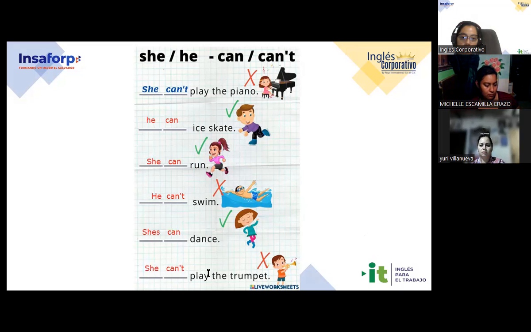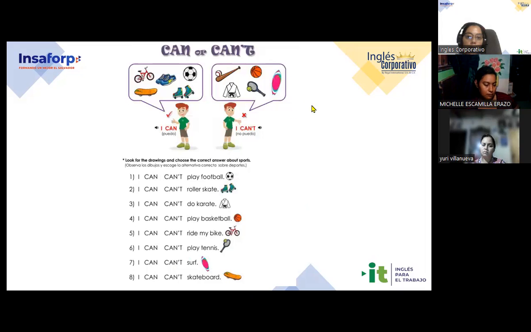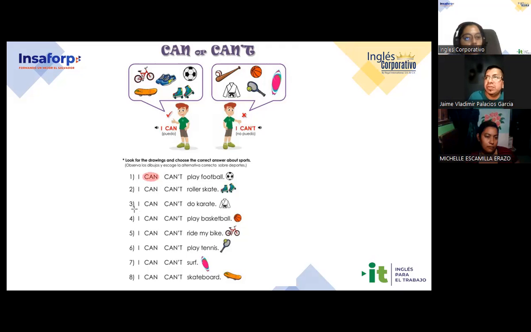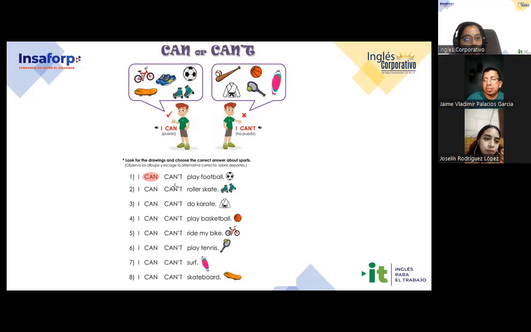Miren. Excelente. Right? Bueno. Any question or doubt so far? Okay, number one. Vamos a ver, number one. Look and try once and choose the correct answer. Number one. Can or can't? I can. Number two? I can't.